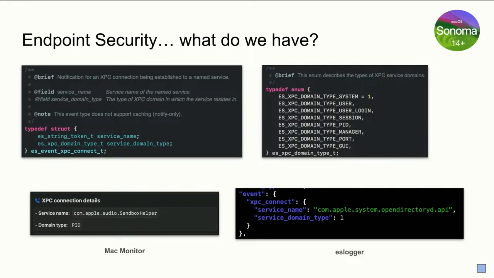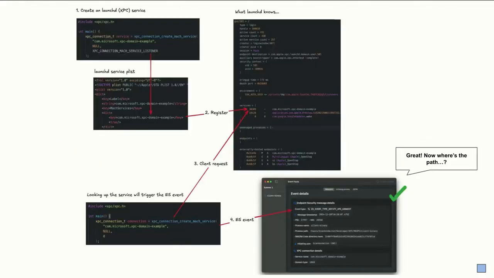But below, you'll see two examples of Endpoint Security emitting an event. When using a third-party client, it might be a little bit more helpful, because on the right there you just see that, hey, service domain type is 1. But we could also enrich that and bring out that, hey, that's the PID domain. So let's take this out for a test drive and see what this yields.